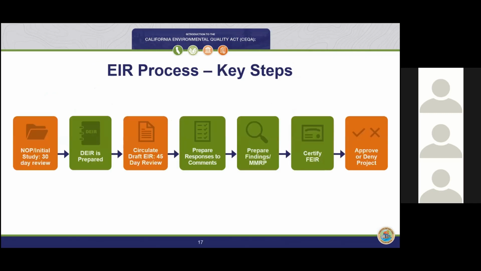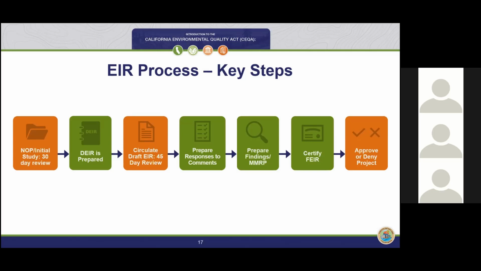So here's the EIR process and the key steps, and we'll go into this a little bit more in depth. As I noted before, the EIR process starts with the notice of preparation. And that's the lead agency. In the case of Nevada County, it would be the county issuing this notice that they've identified that an EIR is required for a project, and they're soliciting input from the public and public agencies to provide comments on what they believe should be included in the EIR analysis.